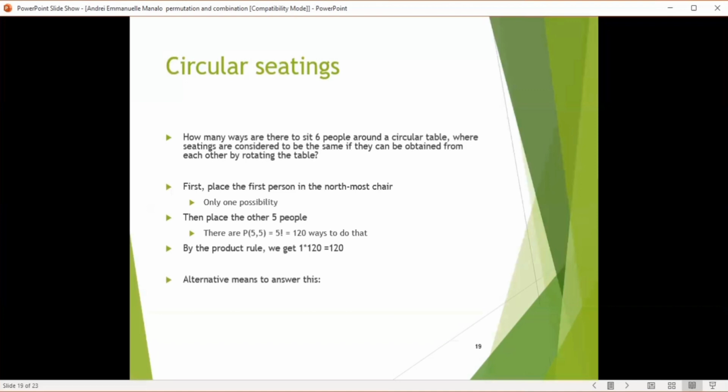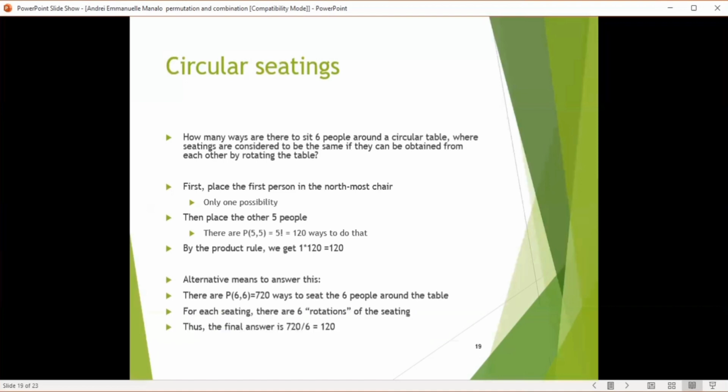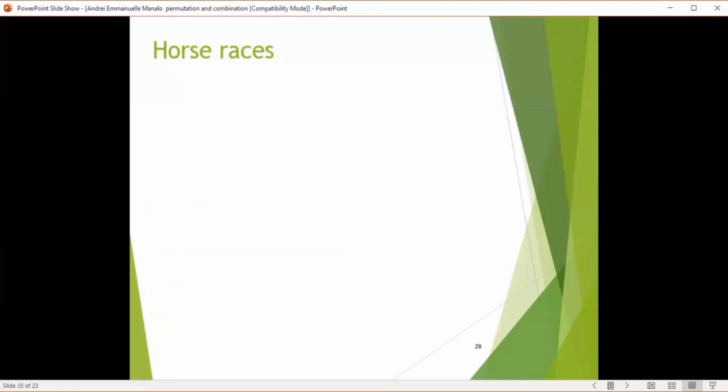Alternatively, there are P(6, 6) equals 720 ways to sit the 6 people around the table. For each seating, there are 6 rotations of seating. Thus, the final answer is 720 divided by 6 equals 120.